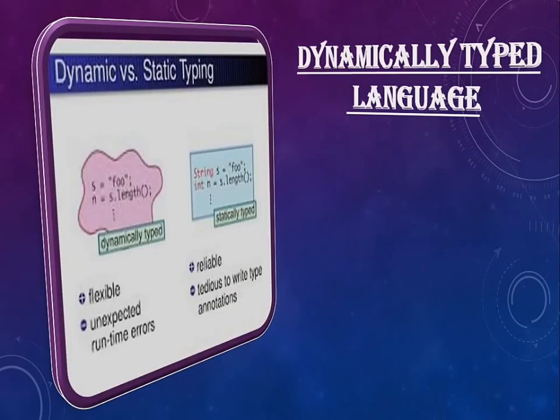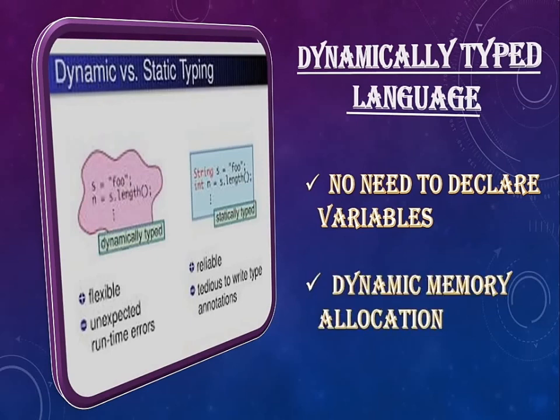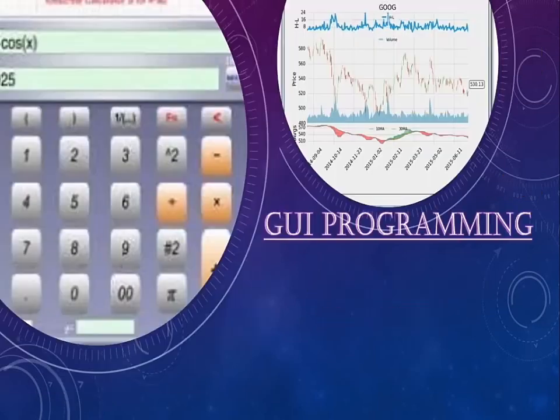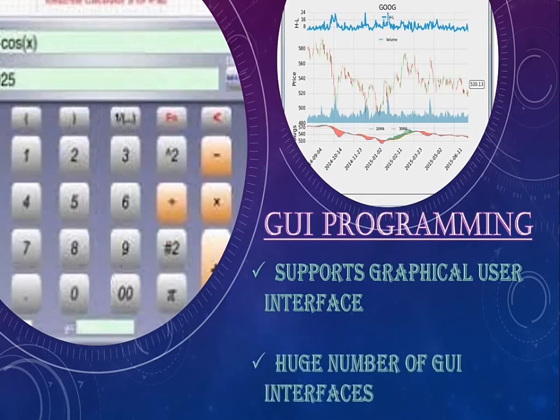Next is dynamically typed language. That means there is no need to declare the variables before using them. Unlike other programming languages, we directly use variables without declaring them. Python dynamically allocates memory to its variables. Next important feature is GUI programming. Python supports GUI programming. Here GUI means graphical user interface, which means we can create desktop as well as mobile applications using Python. Python already has a huge number of GUI interfaces, which makes work easy.